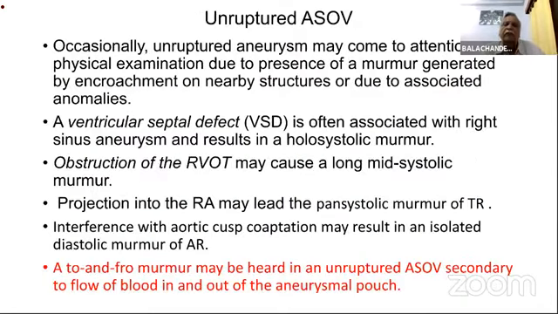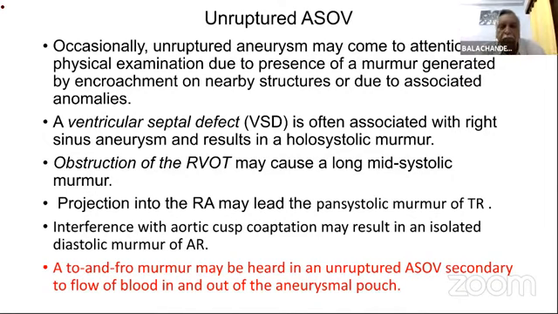So unruptured aneurysm of sinus of Valsalva will produce a to-and-fro murmur, slightly different from a ruptured one, but the thing is that the patient comes to clinical exam usually only when there is a rupture. But you can get a murmur of VSD, a murmur of the RVOT, a pansystolic murmur, and an AR murmur separately just with an unruptured sinus of Valsalva.